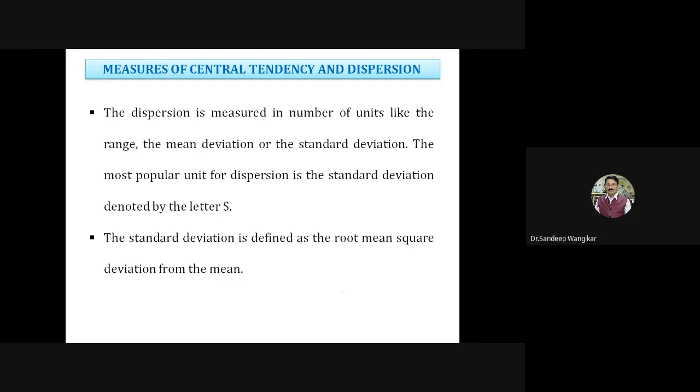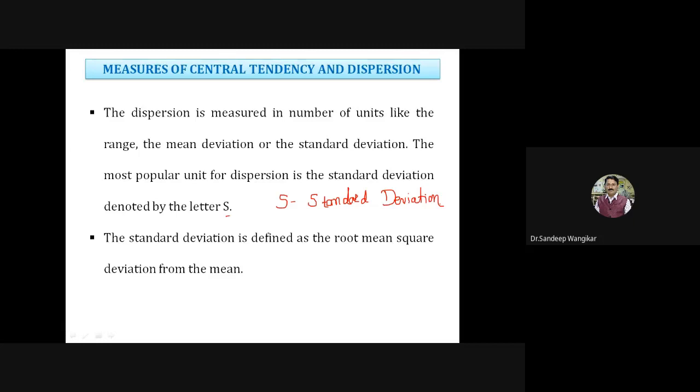Okay, let us move ahead. The dispersion is measured in a number of units like range, mean deviation, and standard deviation. The most popular unit of dispersion is the standard deviation, denoted by S. It is very important, and we will take a numerical also. The standard deviation is defined as the root mean square deviation from the mean.